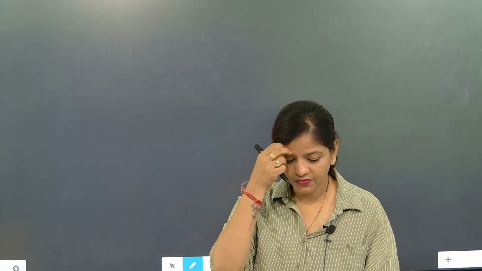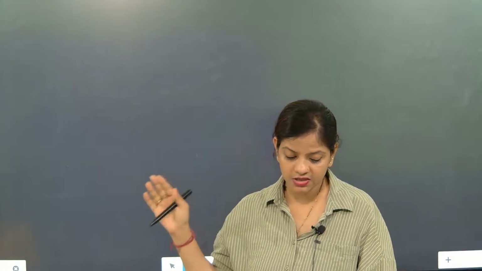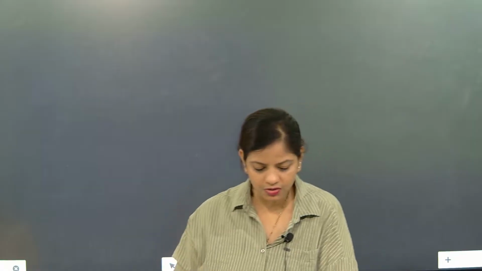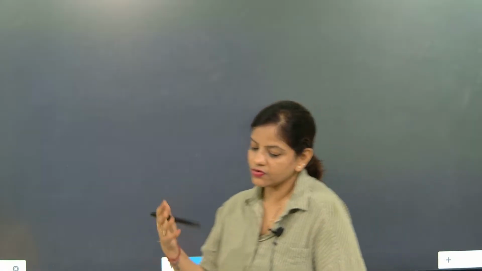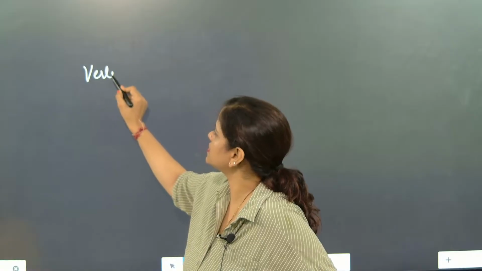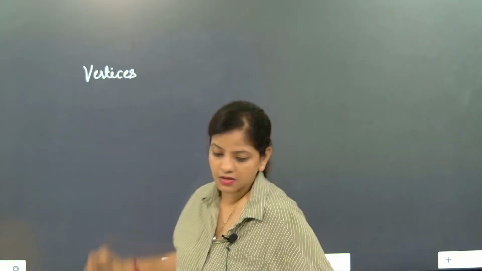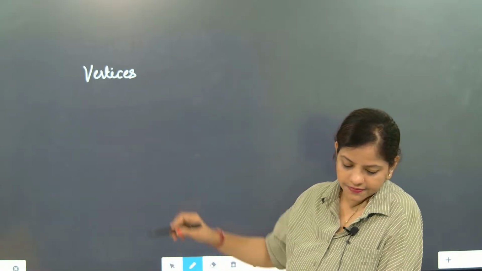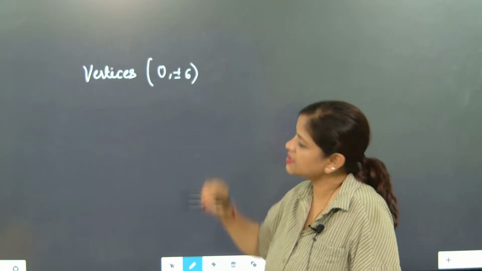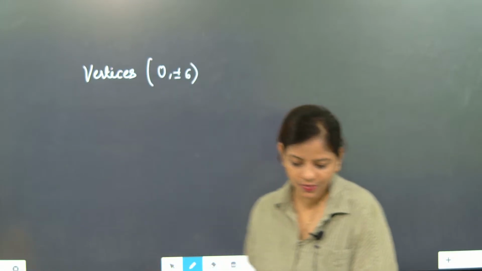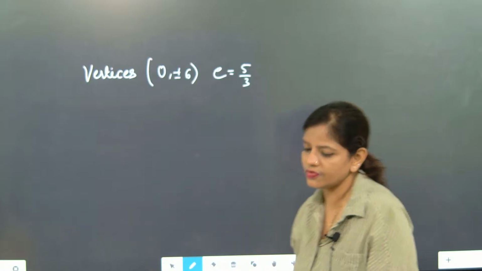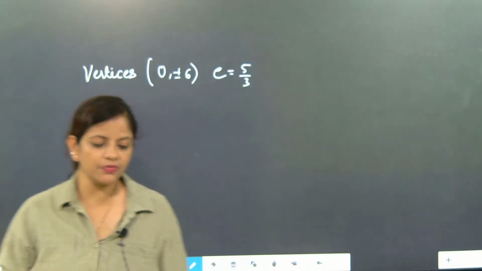One question I am giving you: conjugate axis and transverse axis, if they give them. So get ready for one question. Try to solve this question. It will give you some confidence. The question is: vertices are (0, plus minus 6), and the eccentricity given is 5 by 3. Come on, go for it. This is the easiest question, you will be able to do it.